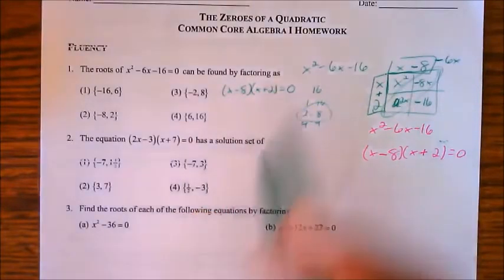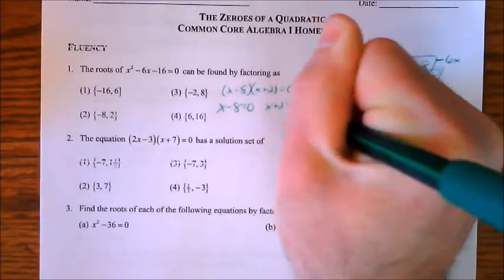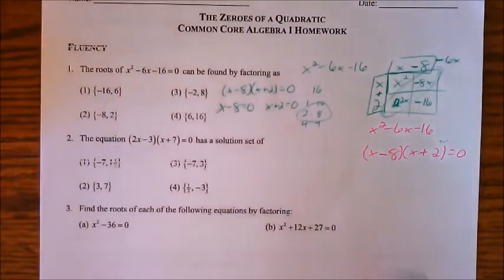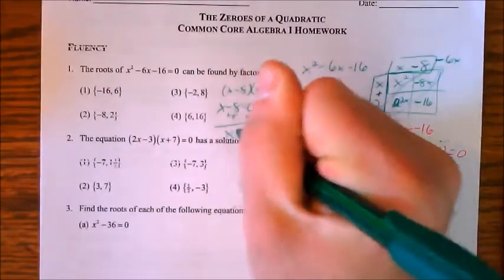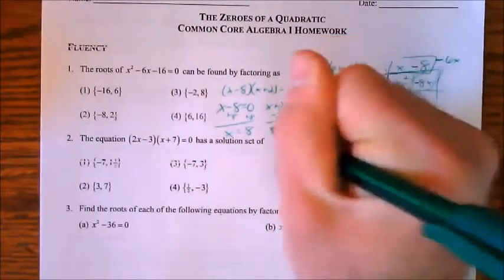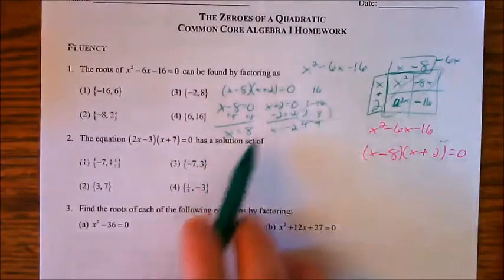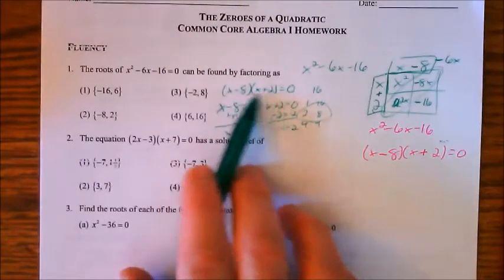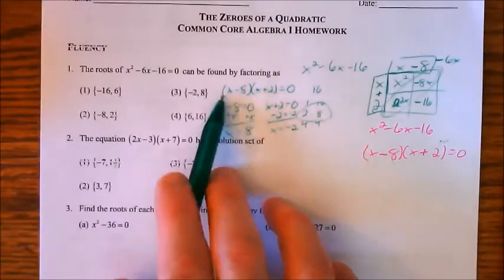But in any case, now what this means is that you have to think of these as two numbers that multiply to give us 0. So either x minus 8 has to be 0, or x plus 2 has to be 0, or both of them do, because anything times 0 is 0. So if we add 8, that means x could be 8, or x could be negative 2. If either of those are true, then this times this equals 0.